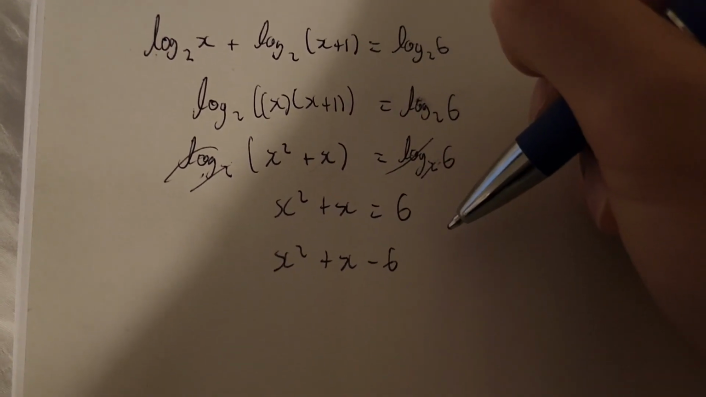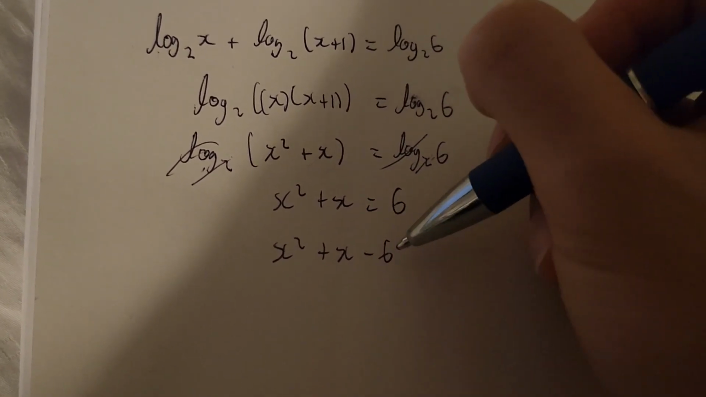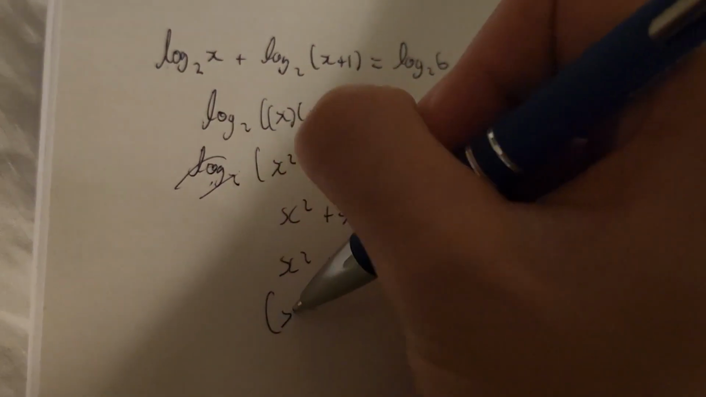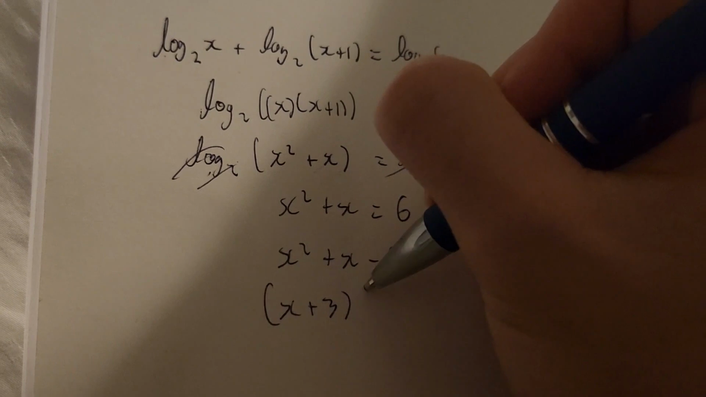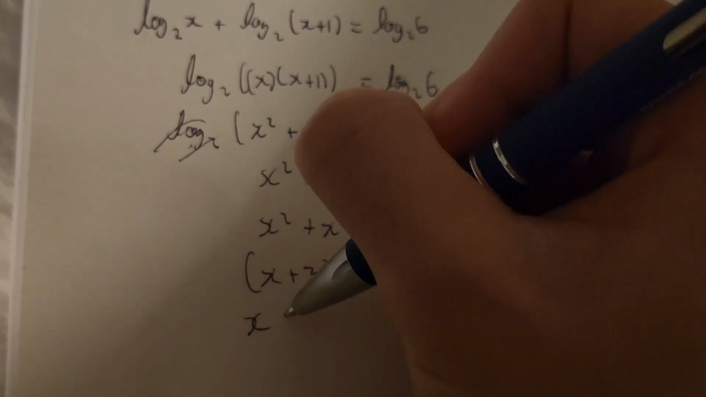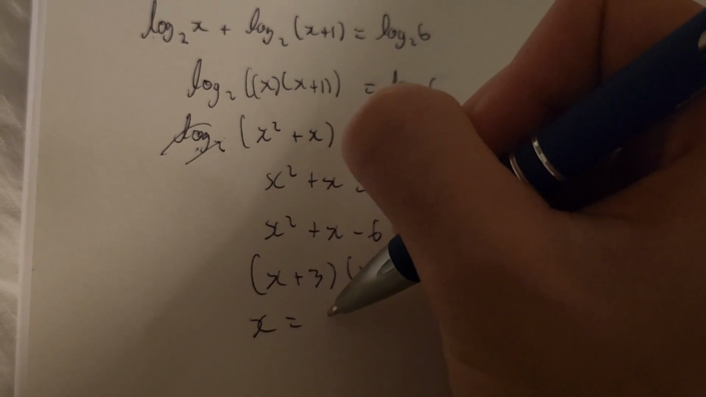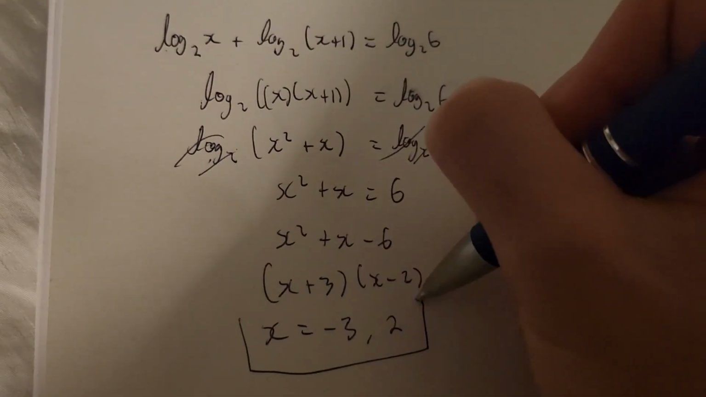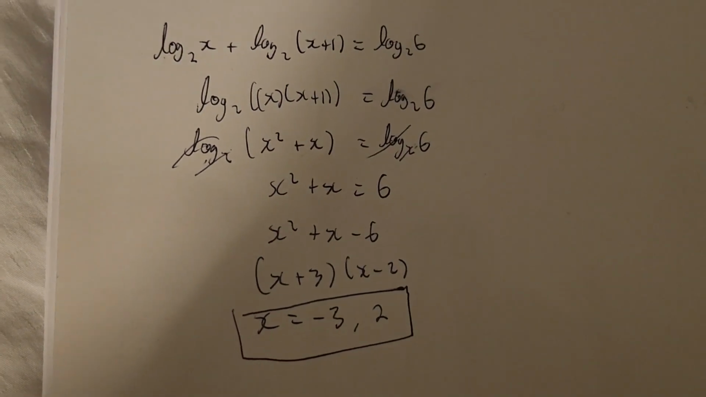well, I have a quadratic equation now. And now, from here, you can just factor it. So that would be x plus 3 and x minus 2. Therefore, your equation would equal x is equal to negative 3 and positive 2. And that would be your answer.